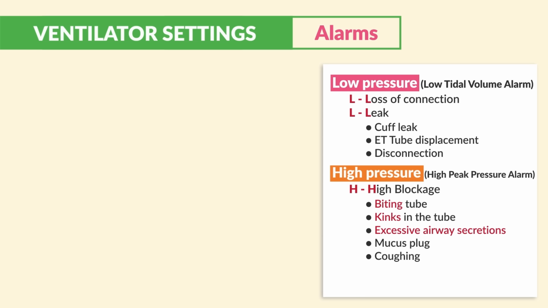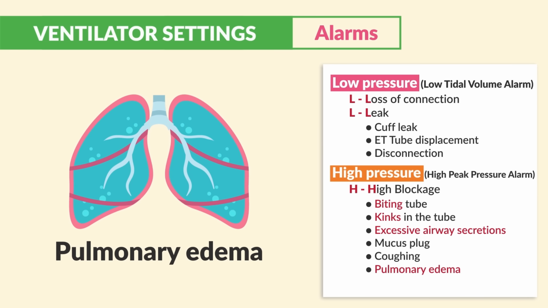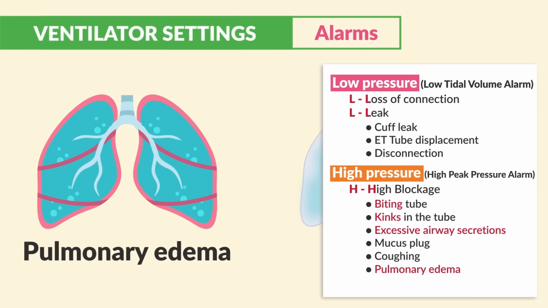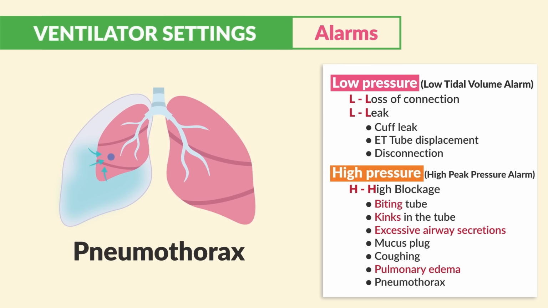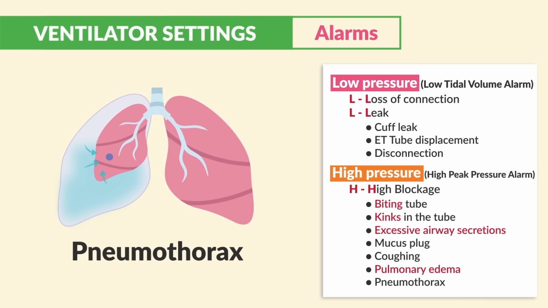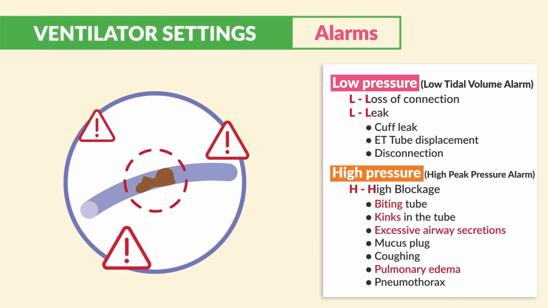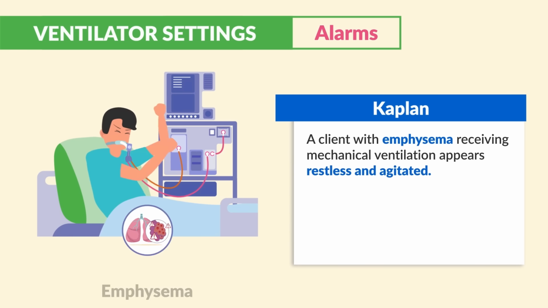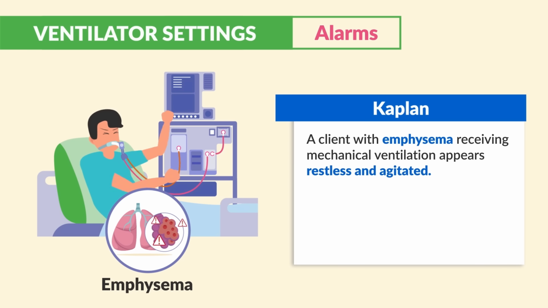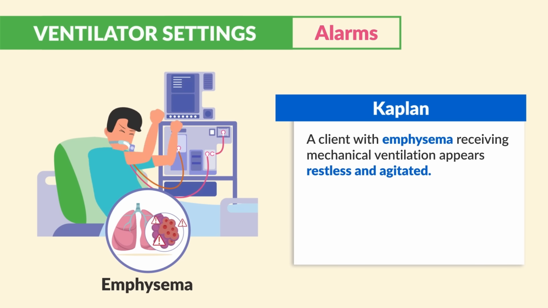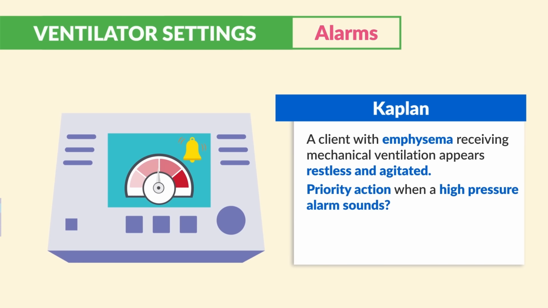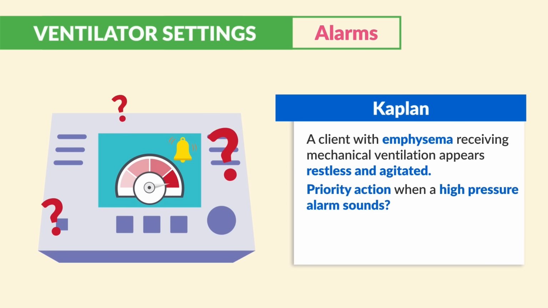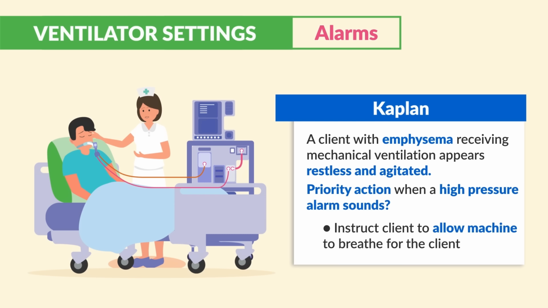Now, some more serious ones are pulmonary edema, that fluid in the lungs, and pneumothorax, that popped lung with trapped air. This causes more pressure. So really, just anything that causes a blockage of airflow. Now, Kaplan mentions a client with emphysema receiving mechanical ventilation appears restless and agitated. Priority action when a high pressure alarm sounds: instruct the client to allow the machine to breathe for the client.